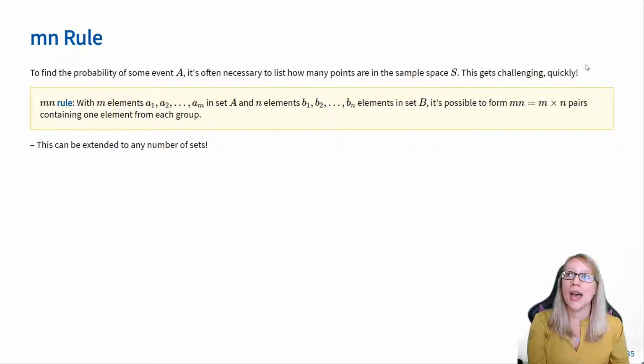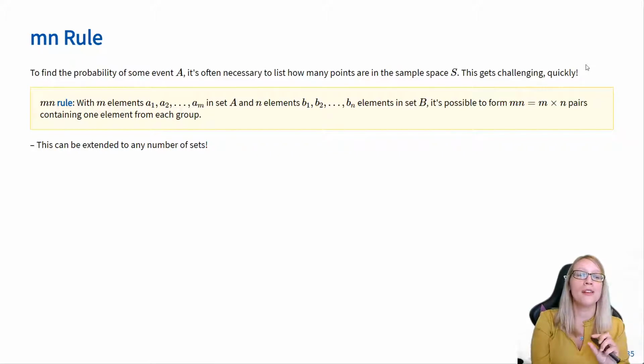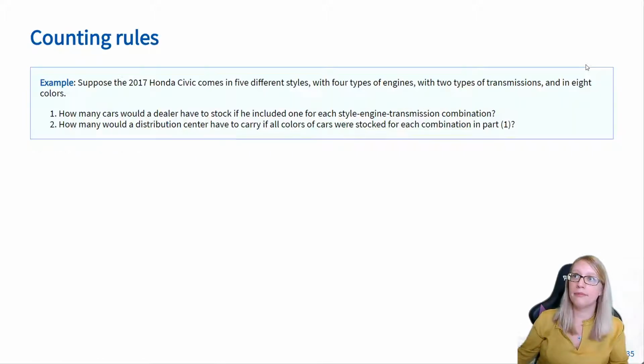So let's say that we have M events in set A, and B1 up through Bn elements or events in set B, and we want to know how many pairs we can get, so how many A-B combinations. Well, the number of pairs we can get is the number of elements in set A, which is M, times the number of elements in set B, which is N. So we can get M times N pairs. This extends, so we can keep multiplying out as we add more elements to our ordered pairs.